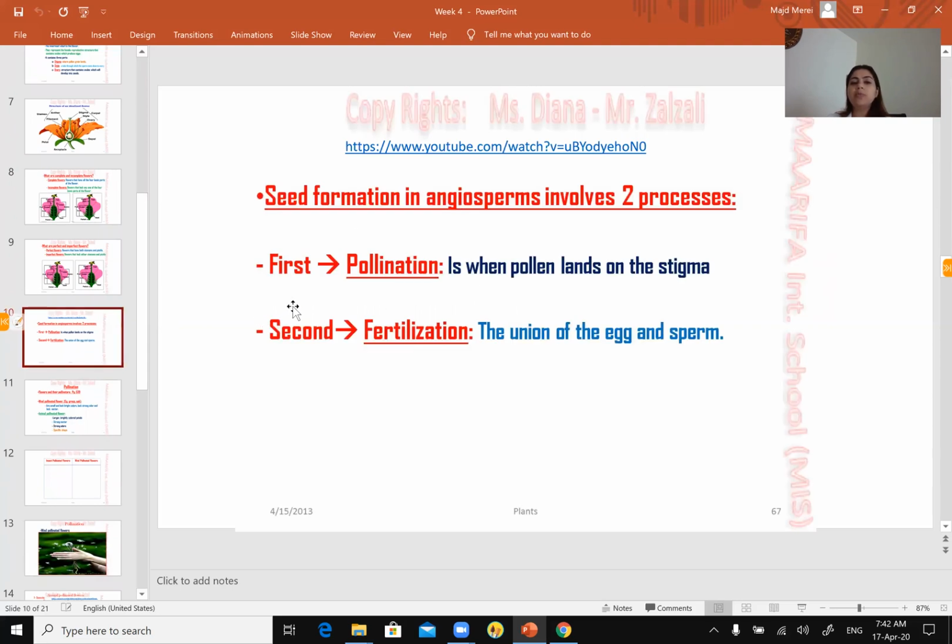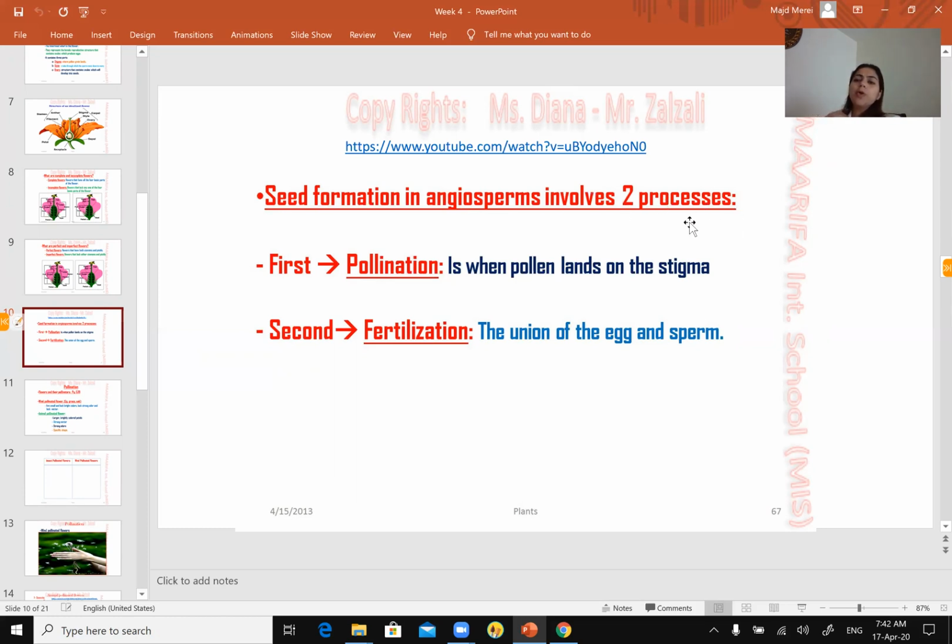So seed formation, seed formed in what? In angiosperms and gymnosperms, in both of them. Angiosperms, flowering plants, and gymnosperms, cone-bearing plants. But here we are going to discuss seed formation in angiosperms, seed formation in flowering plants, okay?